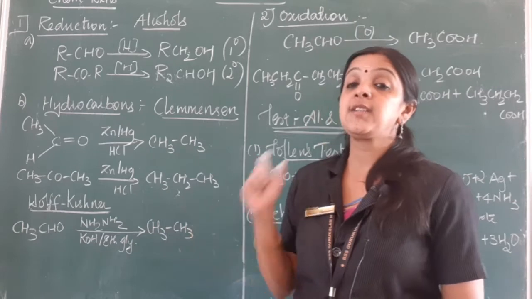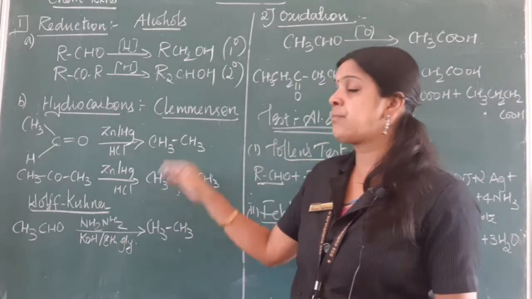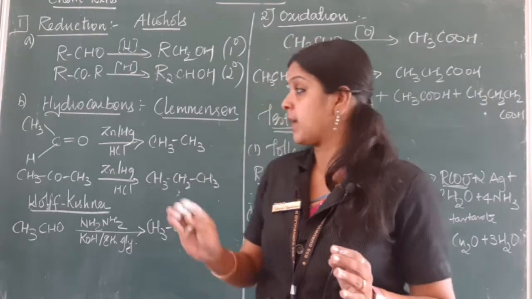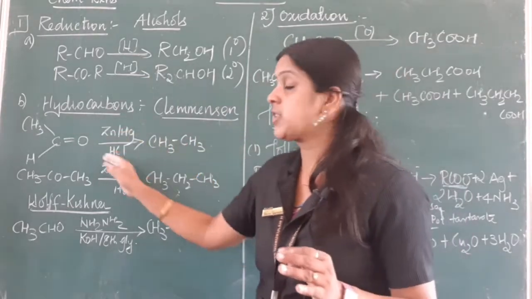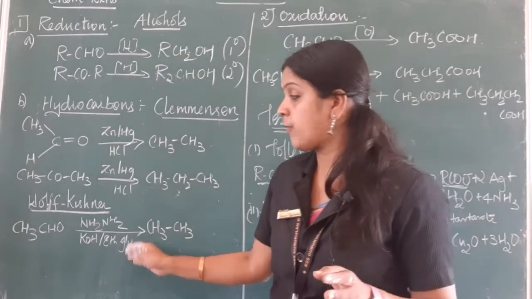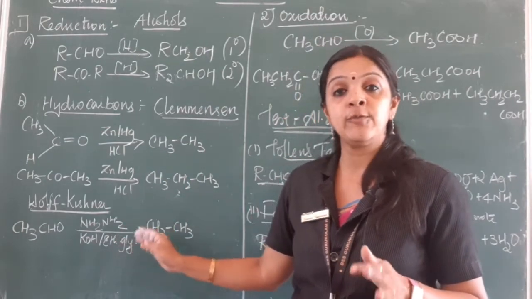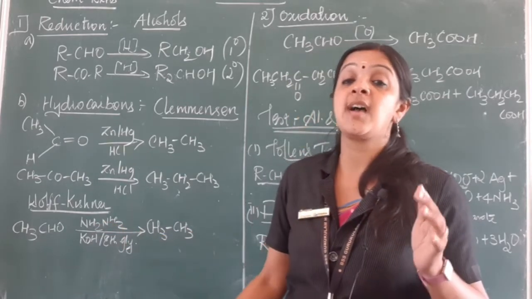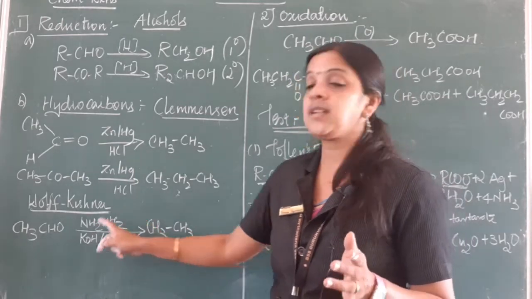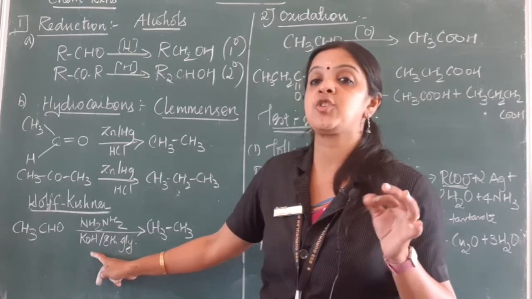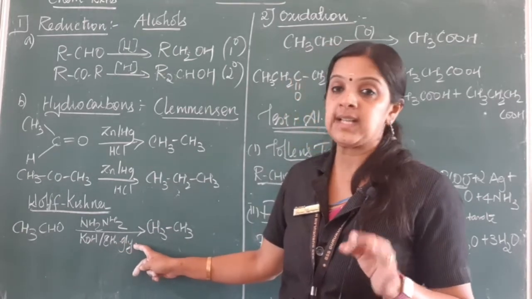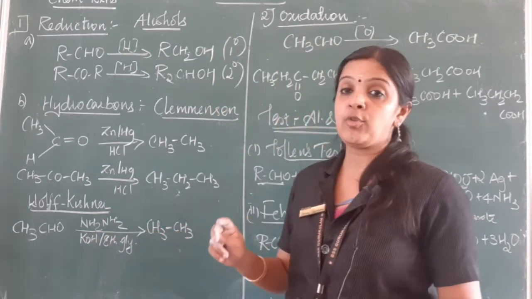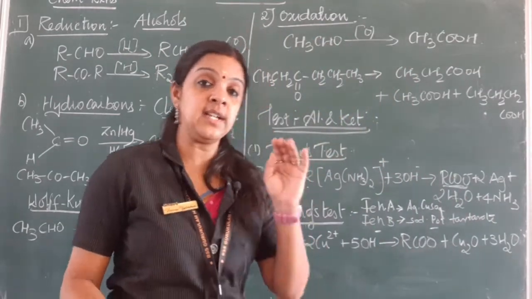So this is called Clemmensen's reduction. The next one is Wolff-Kishner reduction. In both reductions, we are going to get hydrocarbons as the product. But the reagent that we use is different in Clemmensen's and in Wolff-Kishner's reaction. In the Wolff-Kishner reaction, we are going to use NH2NH2, which is hydrazine, in the presence of KOH, potassium hydroxide, and ethylene glycol. So aldehyde is going to give my hydrocarbon. So this is another name reaction.